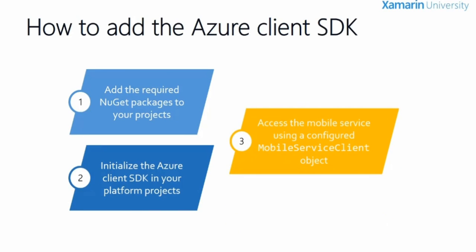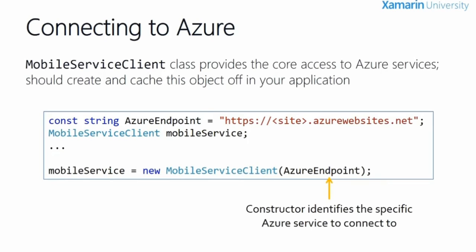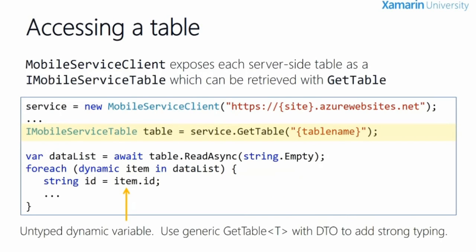And then we'll start, of course, using our mobile service client object to go back and forth over the wire to our Azure endpoint. So once we know where we're going, of course, that's going to be our Azure website that we've just been working on. We'll create a mobile service client instance that points to it. Then we'll want to say service.getTable. We're going to call that getTable method. We've got a couple options here. This particular option is just going to grab a dynamic variable, which we can then start to look for our particular properties on.